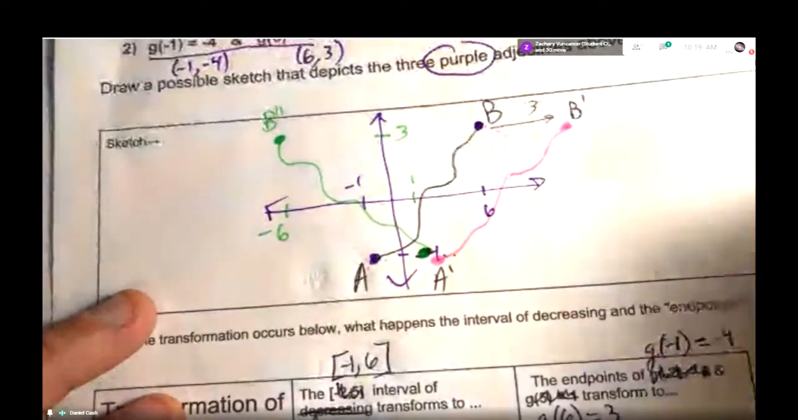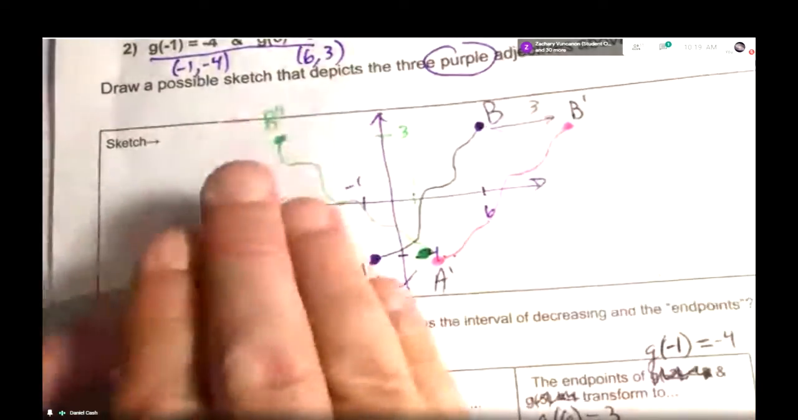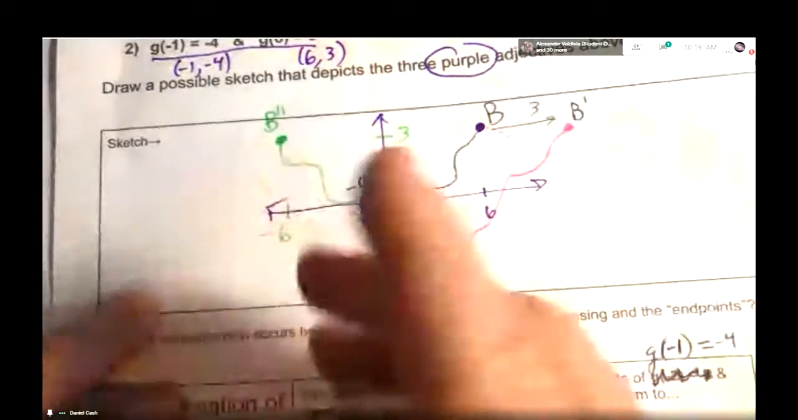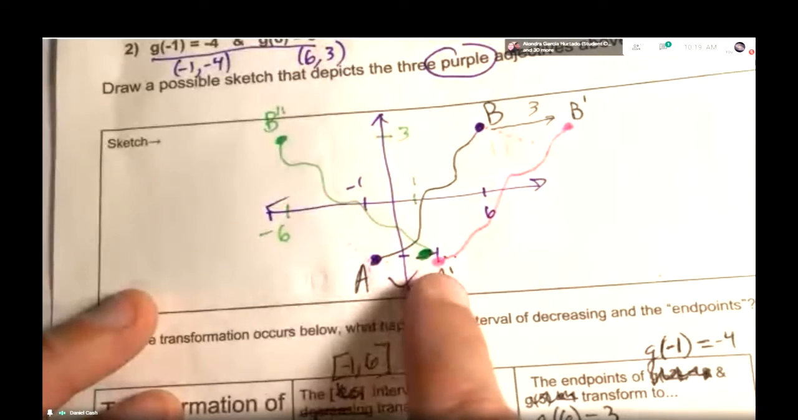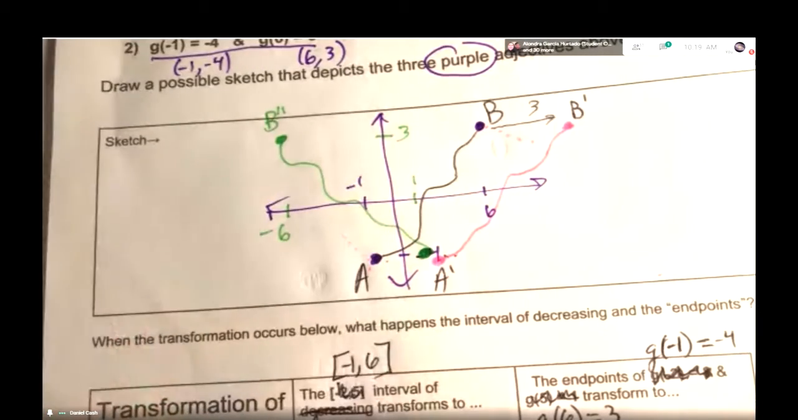So it's not a perfect reflection here, but if I fold this over the y-axis, what's happening is point B is going to move all the way over here, and point A is going to move all the way over here.